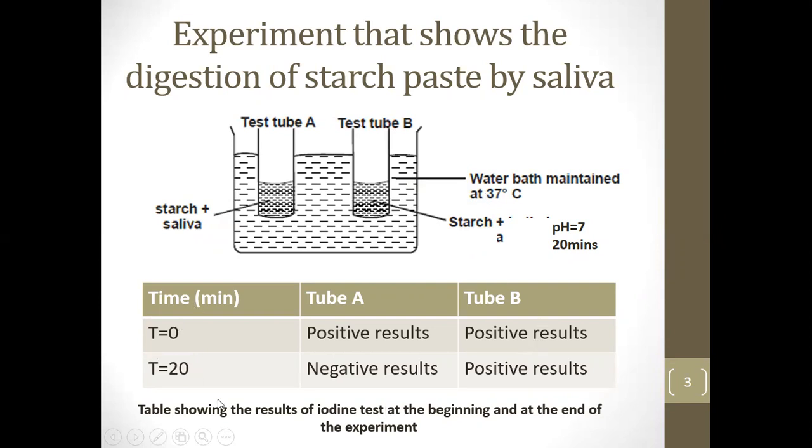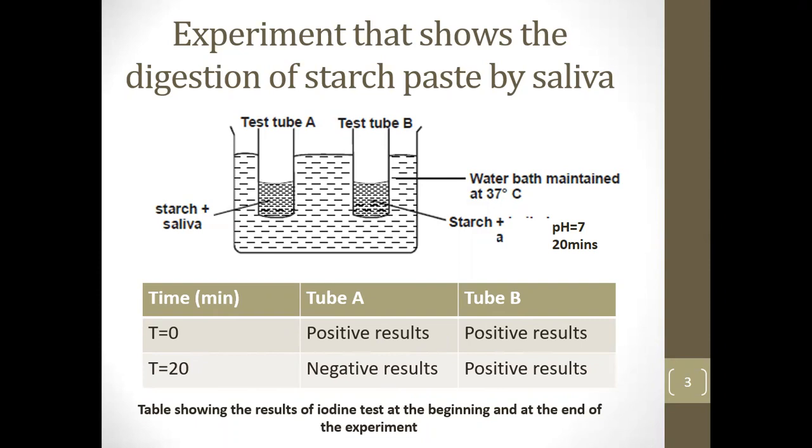And now let's look at the results after performing the iodine test. As you all know, the iodine test is the test that checks the presence of starch. So this iodine test was performed at 2 times, at the beginning at t equals 0 and at the end at t equals 20 minutes. At t equals 0, both tubes gave positive results with the iodine test, which means that the starch is present. After 20 minutes, tube A gave negative results, which means that there is no starch, and tube B gave positive results, which means that there is starch.